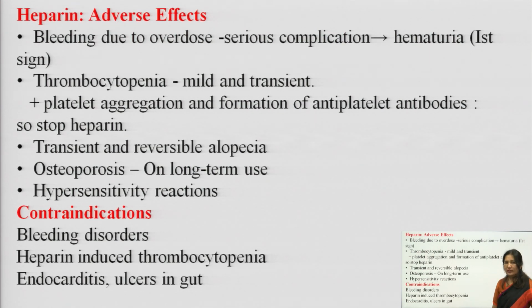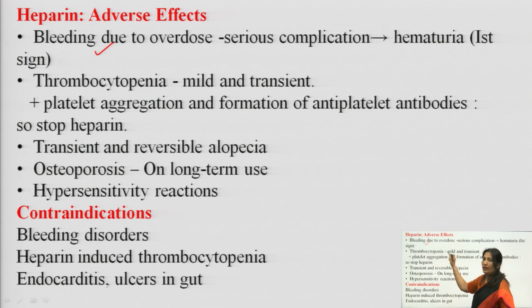So, what are the adverse effects? When there is an overdose of heparin, it will lead to bleeding because it has anticoagulant action. It will prevent the clotting of the blood. So, when there is no clotting, bleeding will occur due to the overdose of heparin. That is the serious complication and that will appear as hematuria. That is the first sign, that is bleeding in urine.